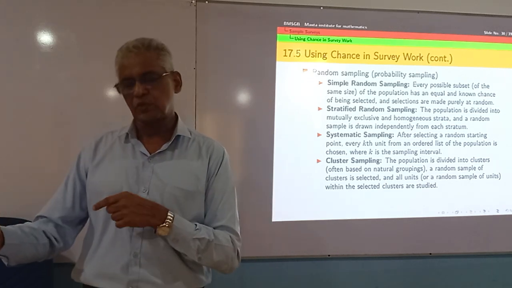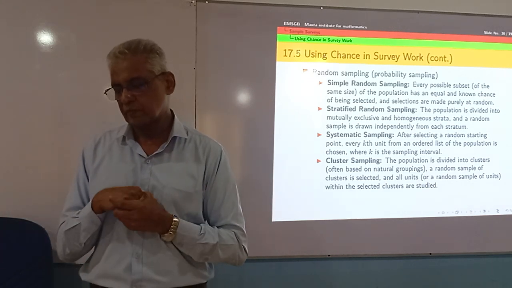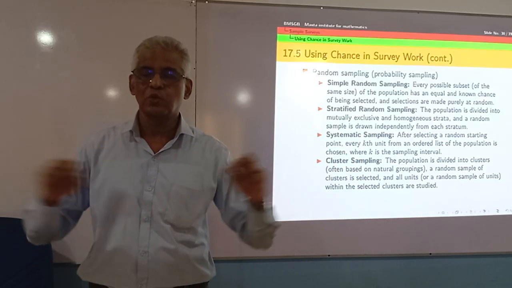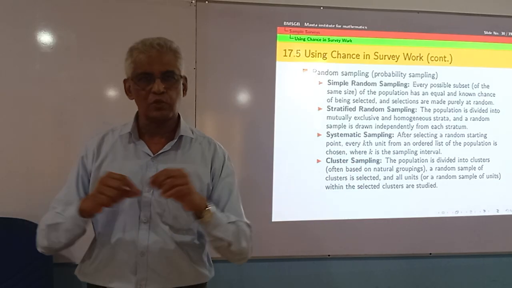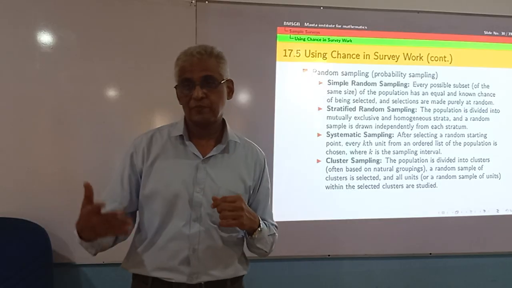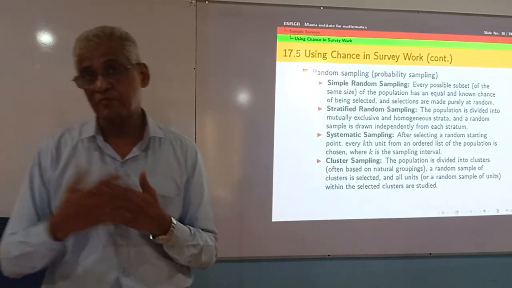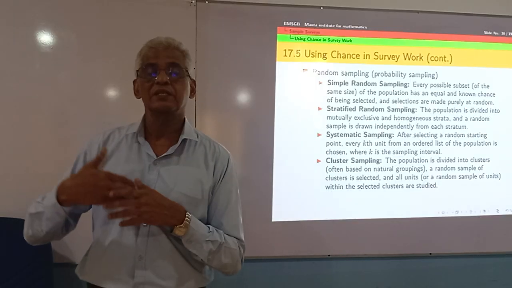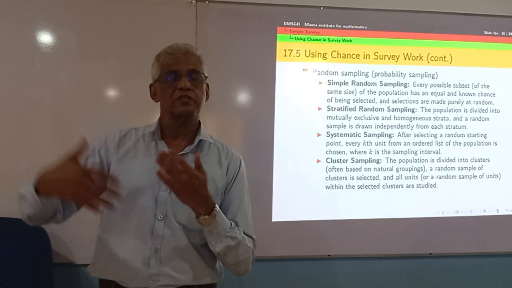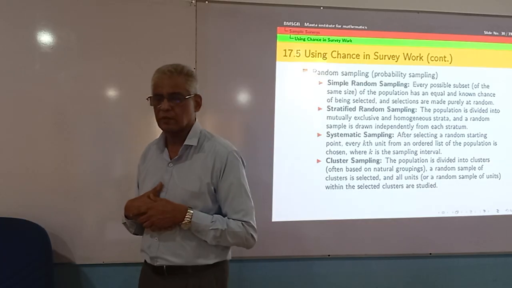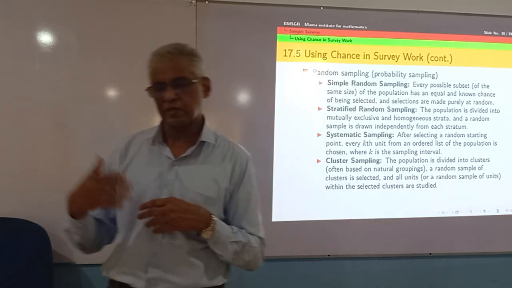In order to select a simple random sample, we need a list of all the individuals or people in the population. That is called a sampling frame. We select the sample using the sampling frame. For example, it may have household numbers or people's names, whatever.